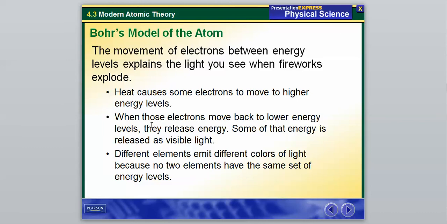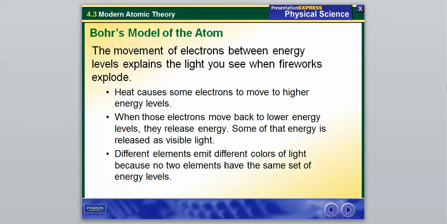all of a sudden those electrons that jumped up really quickly are going to move back down, and as they move down, they release energy, and some of it is visible light. They turn different colors because no two elements have the same set of energy levels. So if one element turns red, it has a different set of energy levels than an element that turns green or blue or yellow or anything along that line.